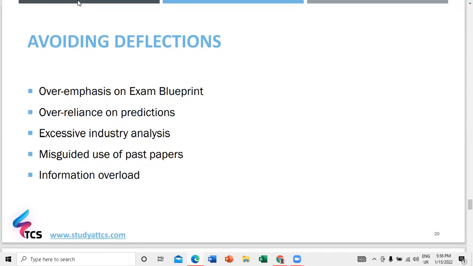How long does it take to get feedback if we sit a mock exam through TCS? 48 hours. I actually provide it earlier than that as well, but 48 hours is the stipulated time period. Closer to the exam, I will be providing feedback maybe in 24 hours as well.